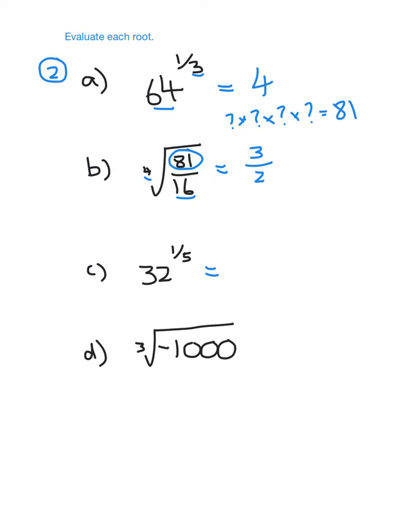32 to the 1/5, it's saying what's the fifth root of 32? So what number times itself 5 times equals 32? Well, 2 times 2 times 2 times 2 times 2 is 32. So the fifth root of 32 is 2. And the bottom one, the cube root of negative 1,000, well, it's going to be negative, and the cube root of 1,000 is 10, because 10 times 10 times 10 is 1,000.